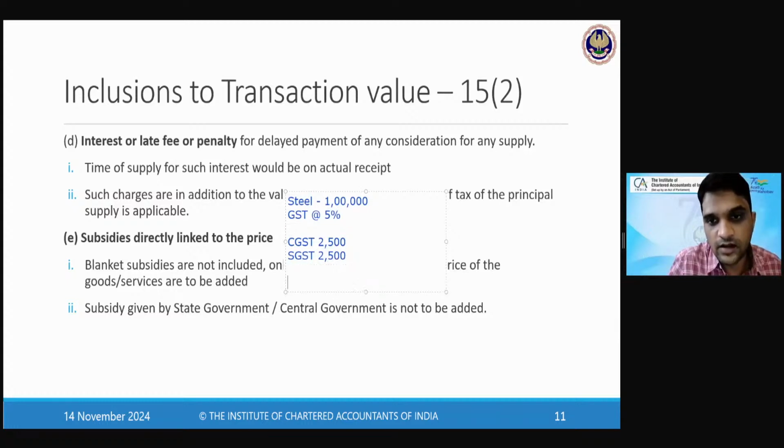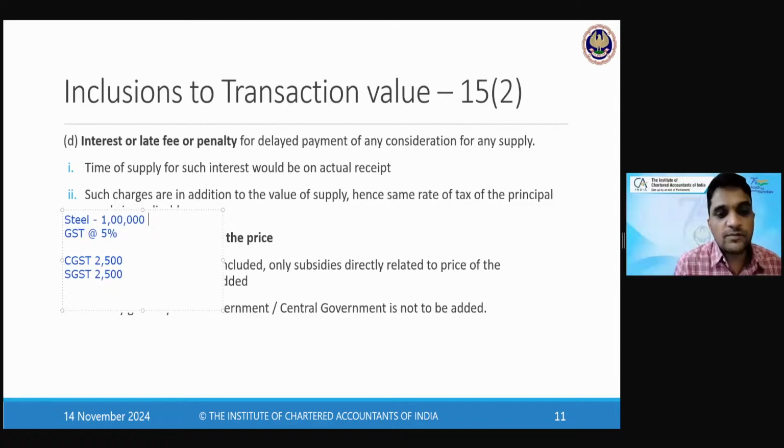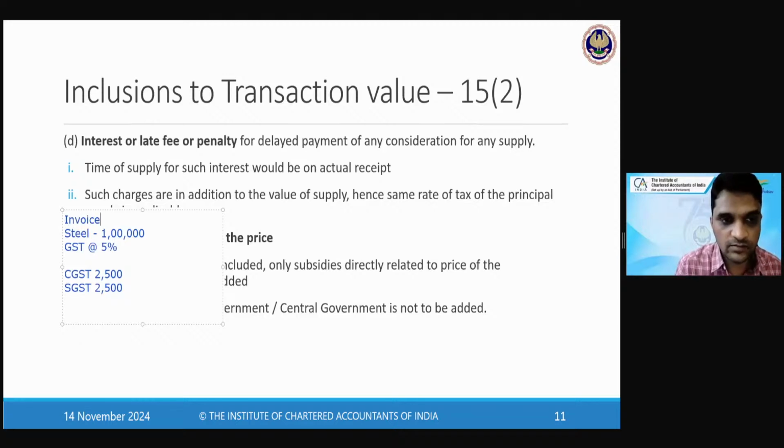Correct. Now, this person whom you supplied did not pay you on time. So you charged, so this is the invoice. In the invoice, will you charge interest, penalty, or late fees? You will not charge. Why will you not charge interest in the invoice itself?